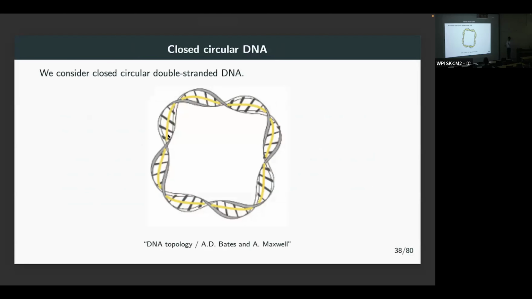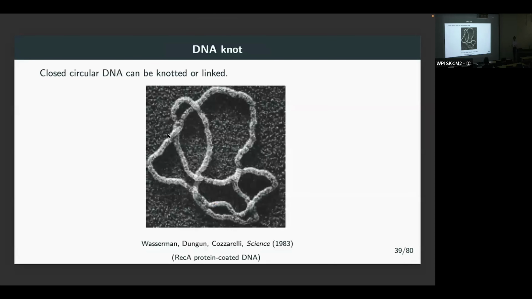So here we consider double-stranded DNA, but in this talk, we will consider closed circular DNA. So DNA is closed, and we will consider the topology of the closed circular DNA. And in most cases, we will just draw a picture which indicates the center line of the double-stranded DNA, in this case the yellow line. And this is a picture of the knotted or linked DNA.